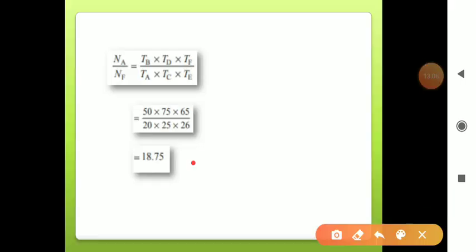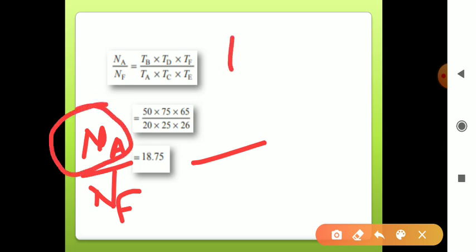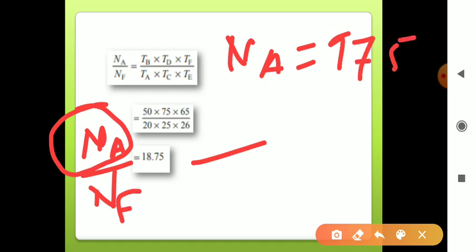So we got here na divided by nf is equal to 18.75. See here, we have to find out nf. And in the problem they have given the speed of gear a, so na is given. That is 975 rpm. Now we have to find out nf.